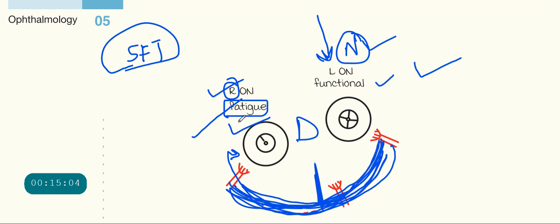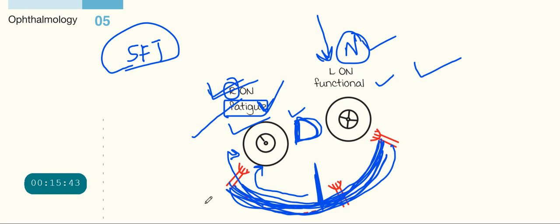This was undergoing a dilation process. Okay, the pupils were undergoing a dilation process. But soon after the fatigue of the right pupil, I took this torch or light source and shone the light on this right eye. Then also I can see, due to fatigue, what is happening: the right eye is undergoing dilation even after shining the light on it.